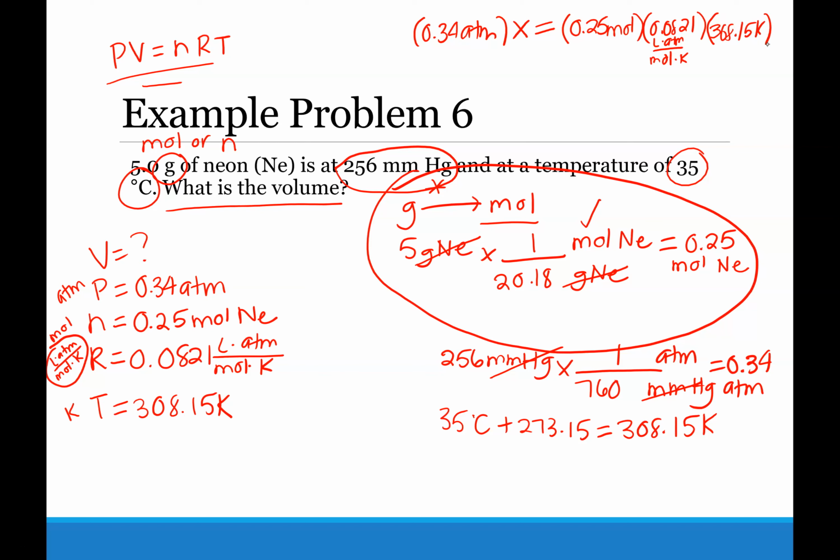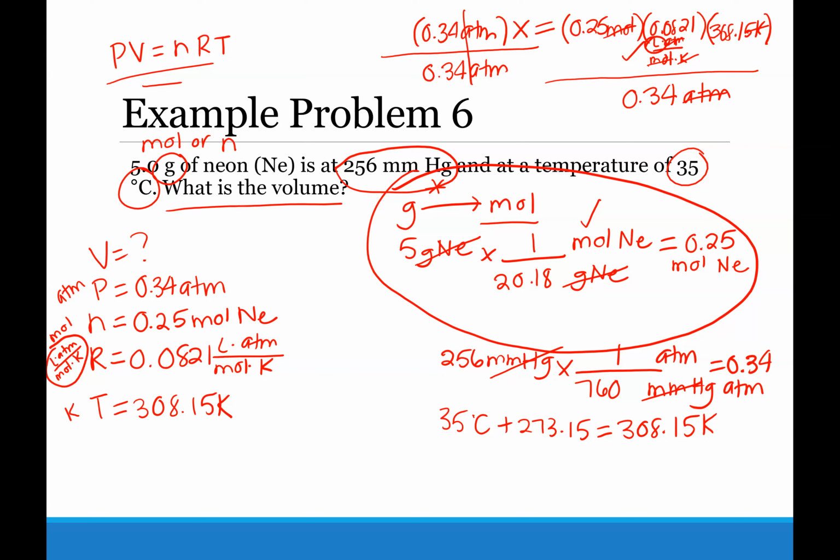All right, so we're ready to isolate X. So to isolate X, we just divide by 0.34 ATM, and that cancels. So we can see here where Kelvins cancel, where ATM cancels, where moles cancel, and there's nothing for liter to cancel. There's no other pair for it. So that's the appropriate unit for volume in this equation.